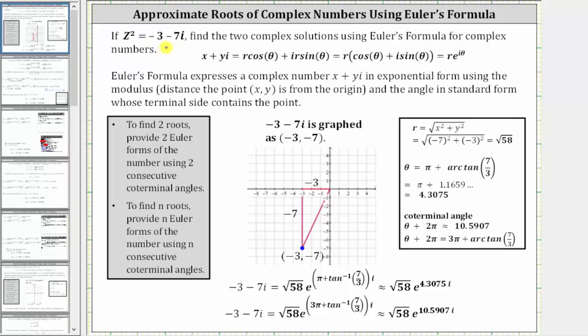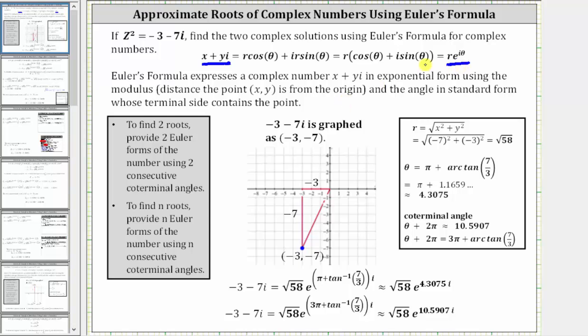If z squared equals -3 minus 7i, find two complex solutions or roots using Euler's formula for complex numbers. Euler's formula expresses a complex number in the form x plus yi in exponential form, which is the form r times e raised to the power of i theta, where r is the modulus, or distance the point (x, y) is from the origin.